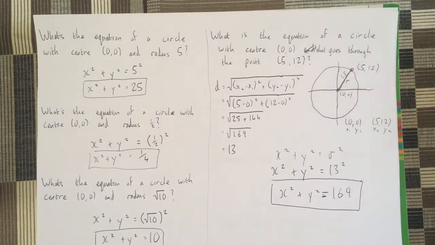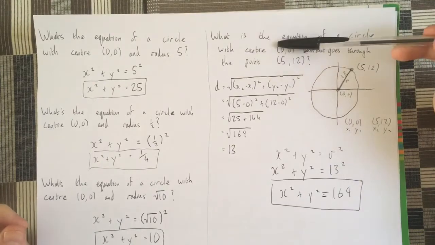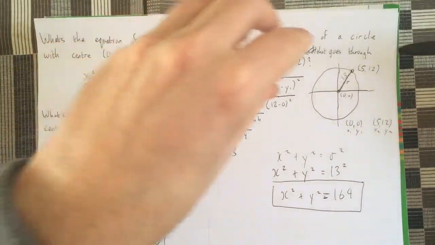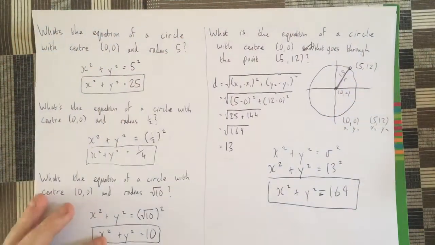All right, so that's how you get the equation of a circle given center 0, 0 and the radius, or given some other point where you have to work out the radius.